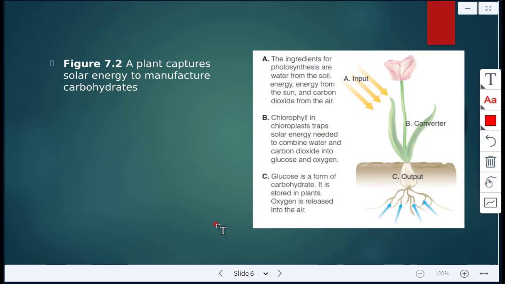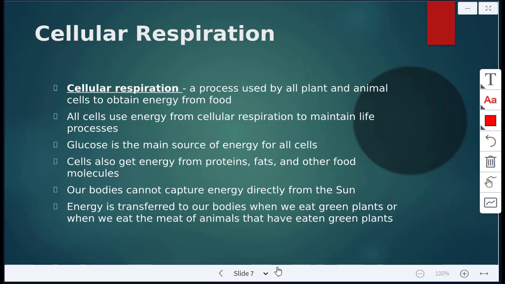Here again, we're seeing how a plant captures solar energy to manufacture carbohydrates. For the ingredients for photosynthesis, the input is the water from the soil, energy from the sun, and carbon dioxide from the air. The converter is the chlorophyll in the chloroplasts. They trap the solar energy needed to combine water and CO2 into glucose and oxygen. The output is the glucose, which is a carbohydrate. It gets stored in plants, and oxygen, the other output, gets released into the air.